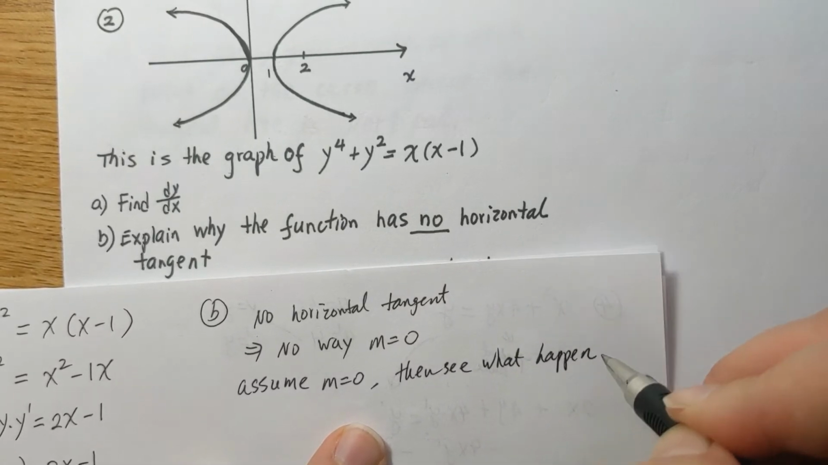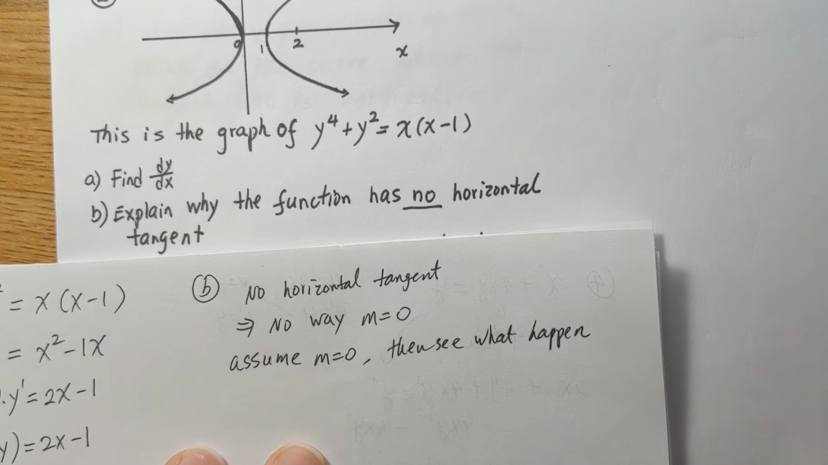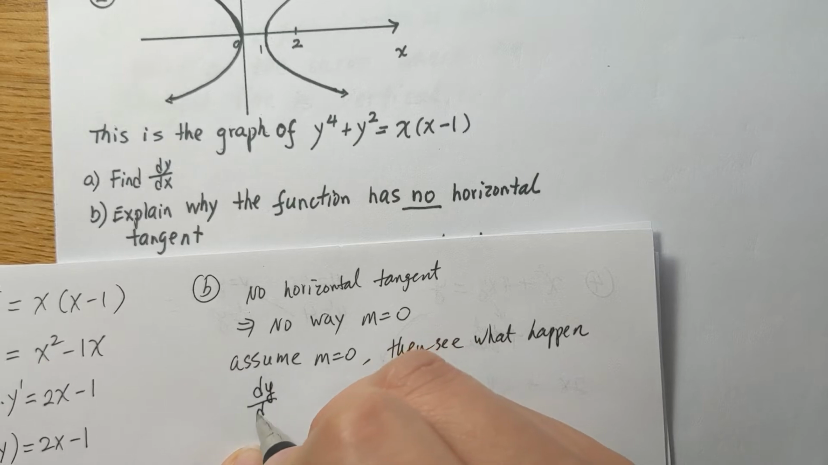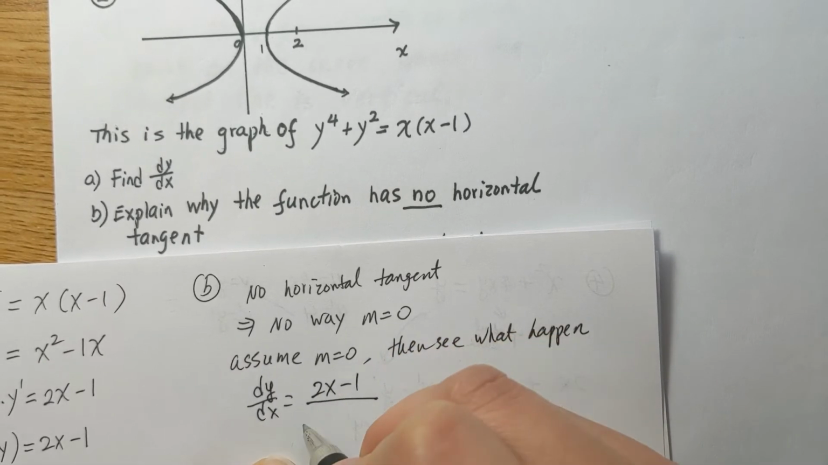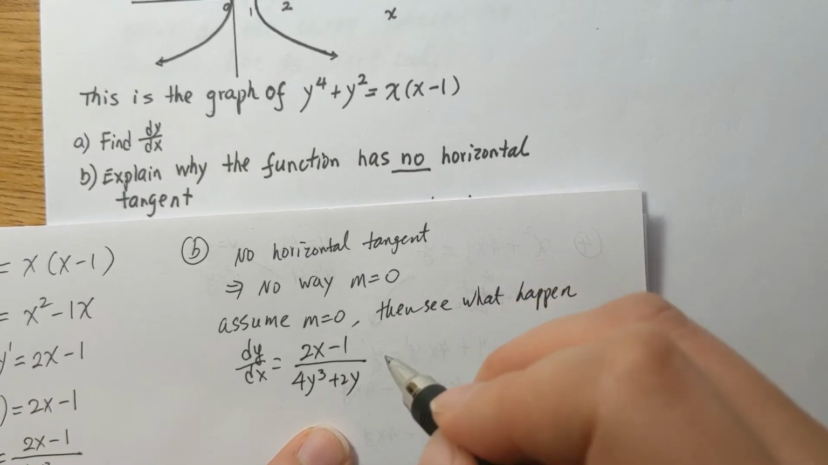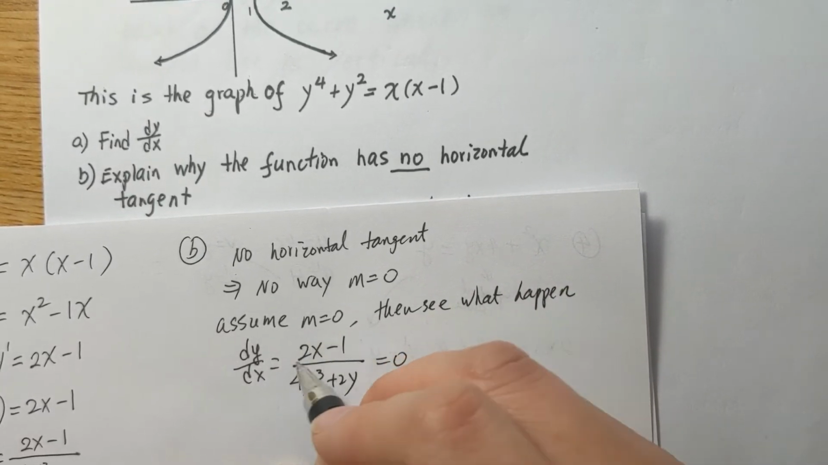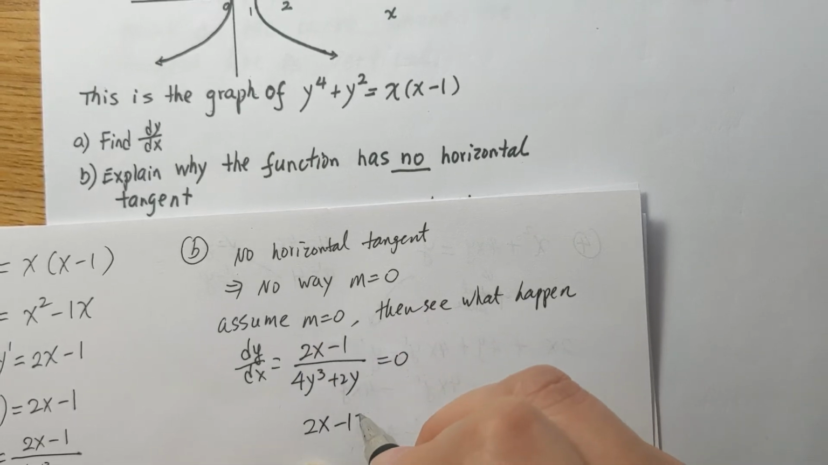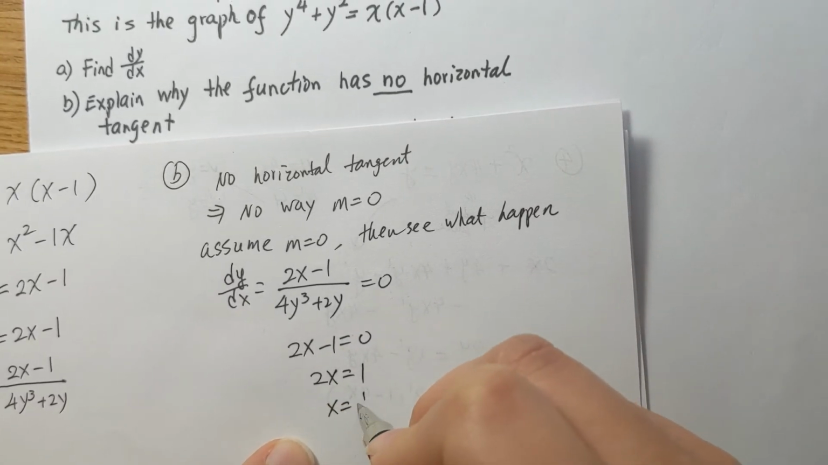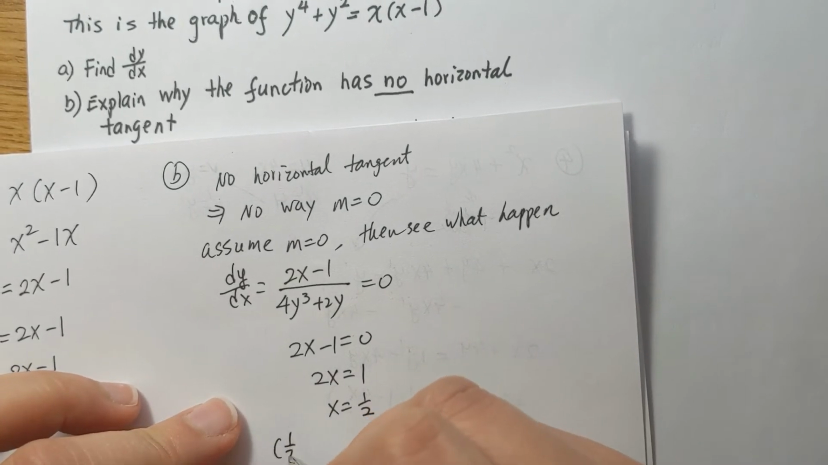So we use the technique that we learned in geometry. You assume it happened first and we get a contradiction, then you say there's no way. So now we had dy/dx equals (2x minus 1) over (4y cubed plus 2y) from part A. So it makes it equal to 0. A fraction equals 0 only when the numerator equals 0. So 2x minus 1 equals 0. Plus 1 both sides, so 2x equals 1. Then x equals half. So that means the location will be at (half, something).